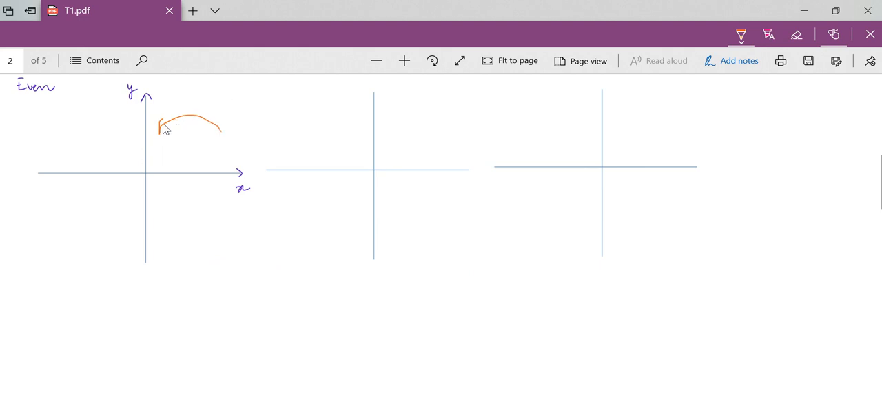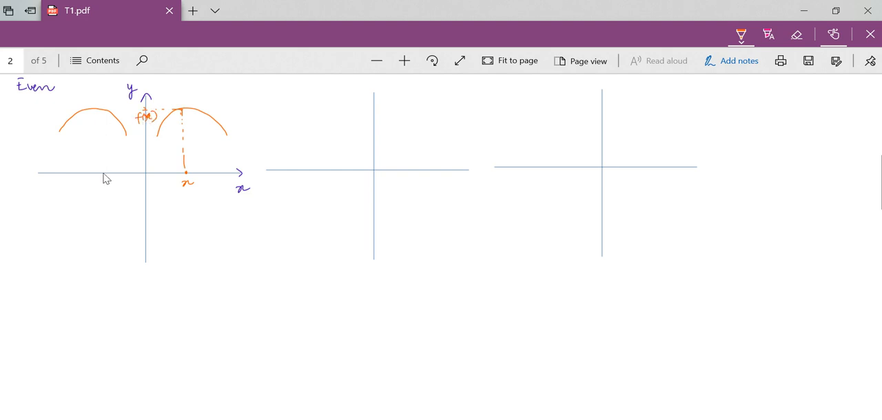Now, if I'm saying that my graph is symmetric around the y-axis, then how should it look on the other side? This, right? Because you are saying that it is symmetric around the y-axis. What does that mean? That means, let's say, if I have an arbitrary point x over here, and at that point my function assumes a certain value. Let's say at this point my function assumes the value f of x, of course, right?